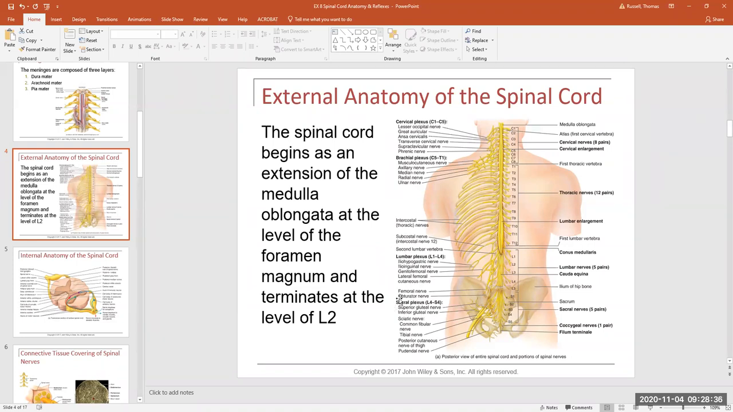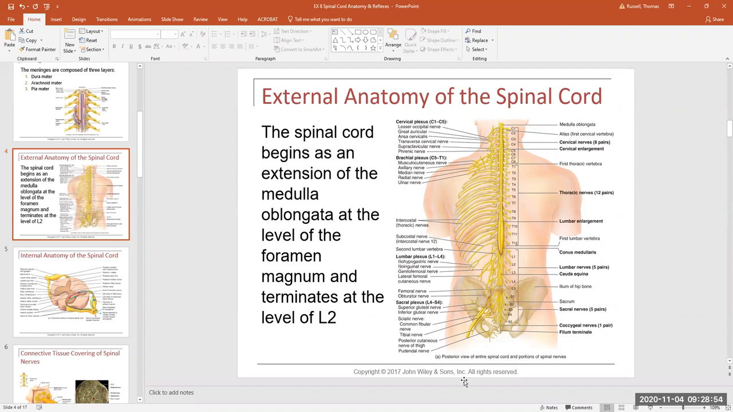Off of the sacral plexus, the lumbar plexus comes off the lumbar region. The sacral plexus, the last plexus, comes off of the nerve fibers from the sacral region. L4 through S4 is the sacral plexus.